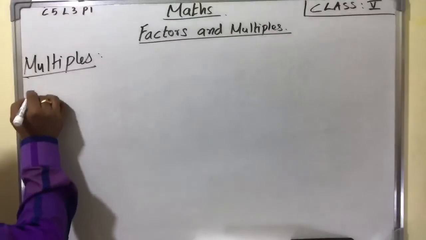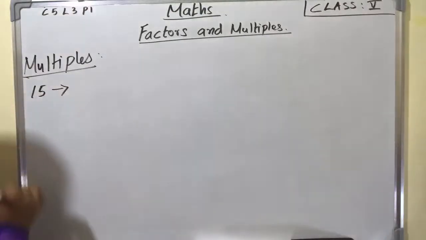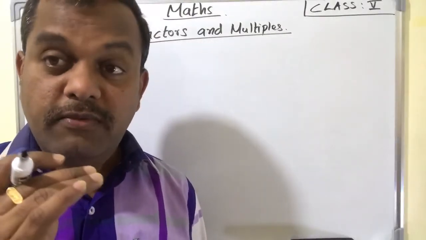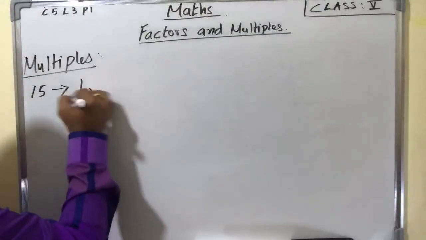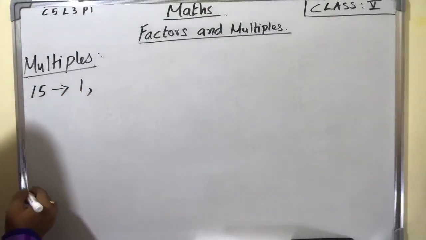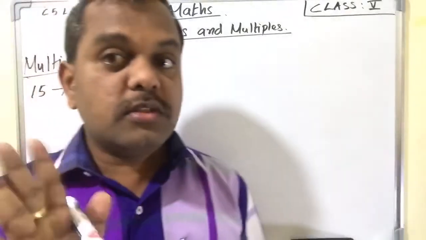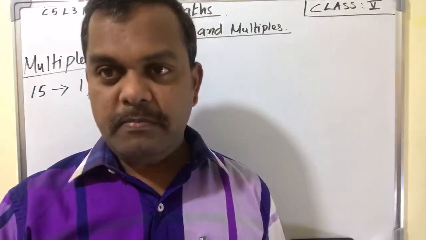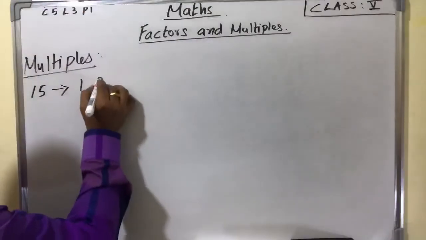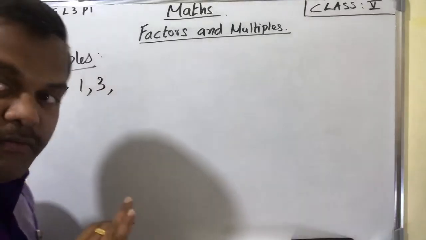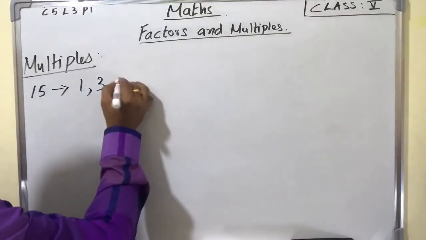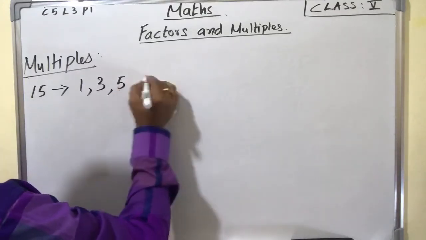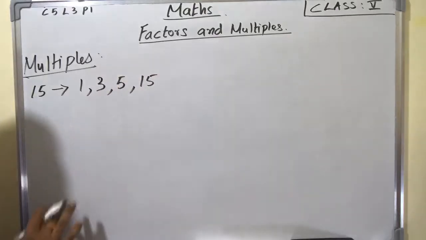Look, now I am going to write a number, 15. Can you say what are the factors of 15? 1 is a factor of 15. Check 2. 2 is not a factor of 15; 2 will not divide 15 without leaving any remainder. 3 will divide, so 3 is a factor of 15. 4 will not divide. 5 will divide. 6 no, 7 no, 8 no, 9, 10, 11 no. After that, 15. So 1, 3, 5 and 15 are the factors of 15.